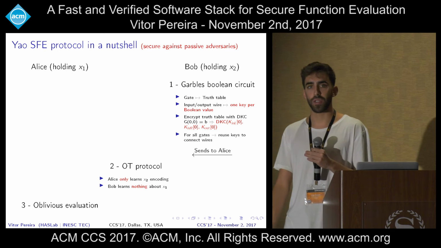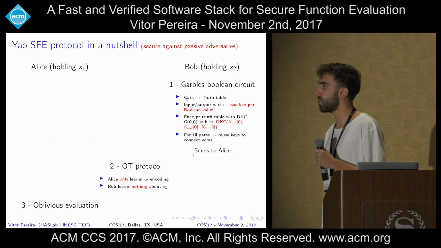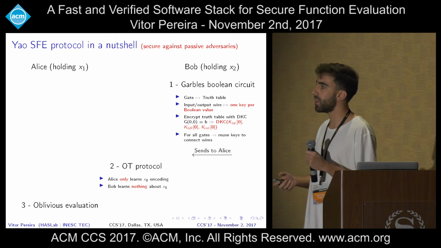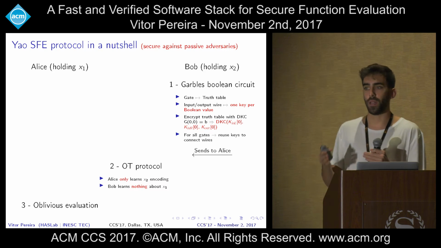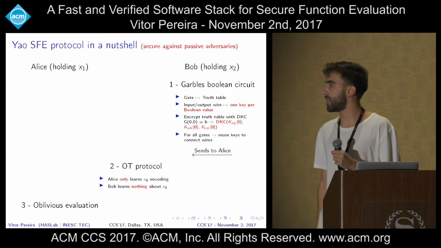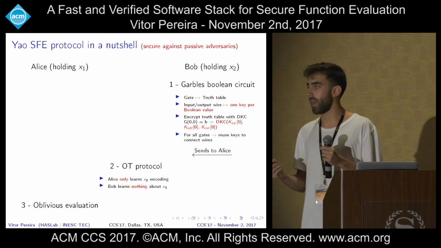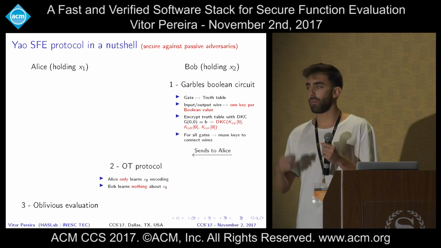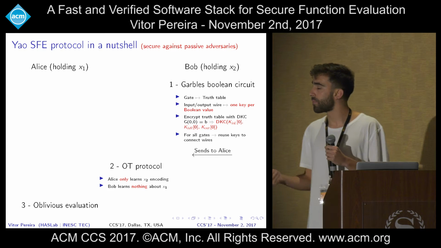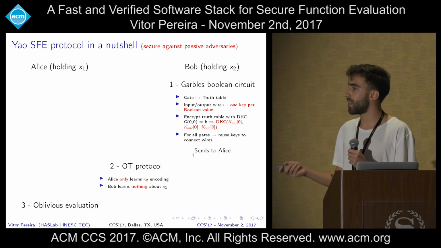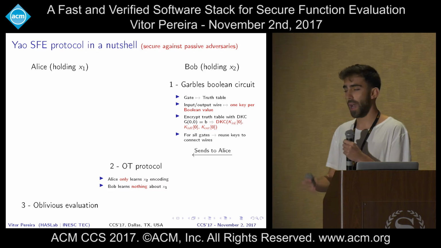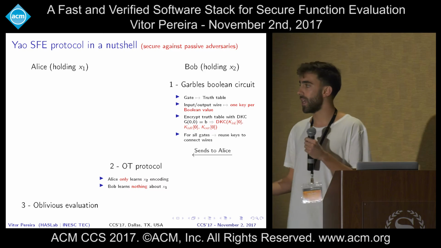So I will briefly explain the Yao SFE protocol. Bob, holding his input x2, starts by garbling the circuit. By garbling the circuit, I mean that he creates a truth table for every gate. Then he replaces the input and output wires by cryptographic keys, and using these keys, Bob is able to encrypt all the truth tables. Having a garbled circuit, he sends it to Alice, and then they perform an oblivious transfer protocol so that Alice can learn the encoding of Bob's input.